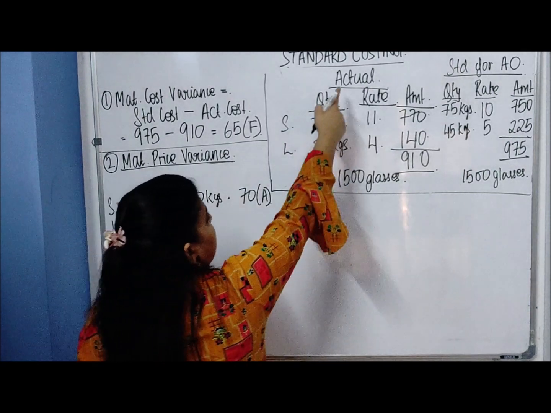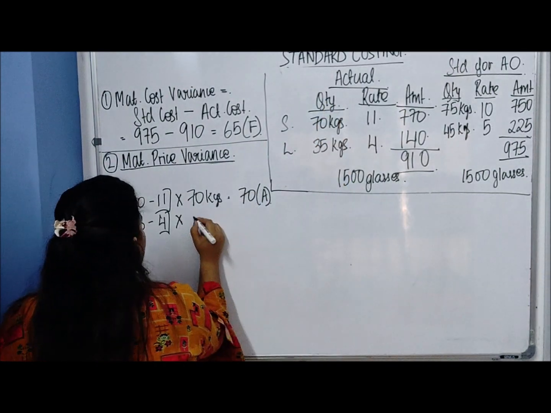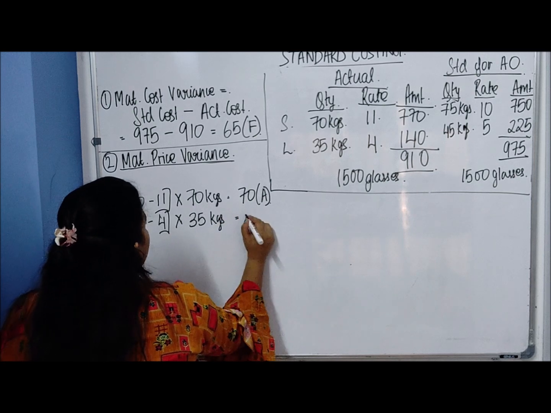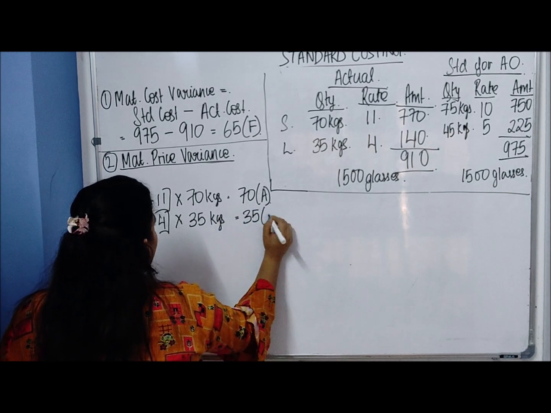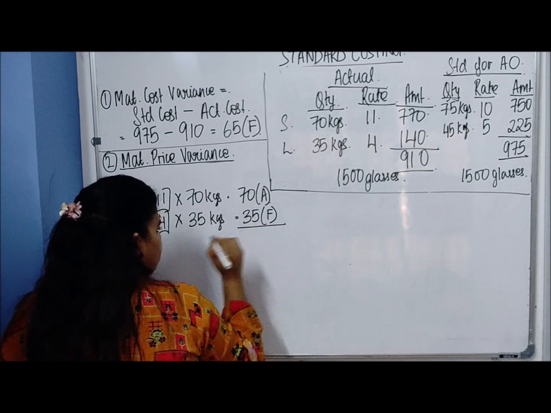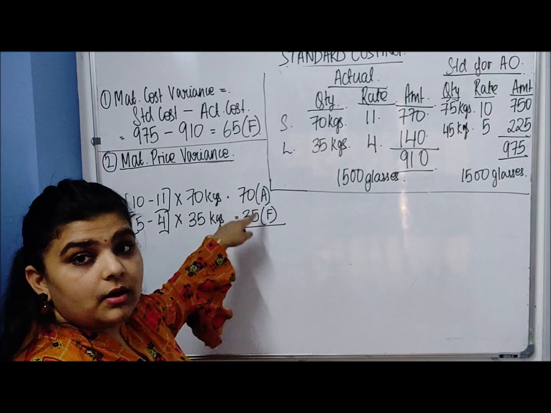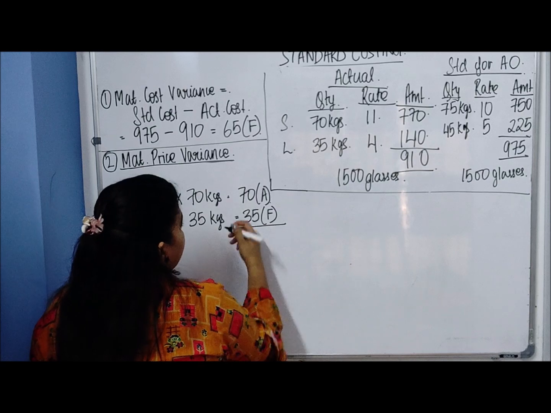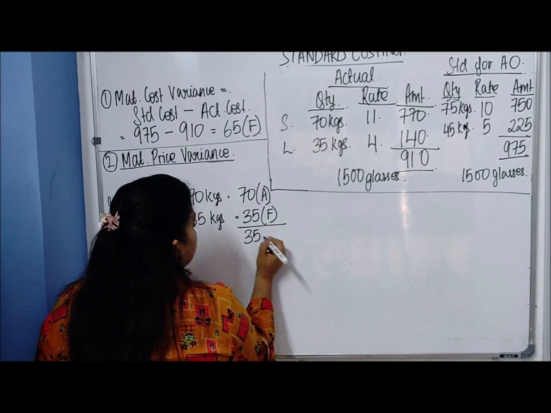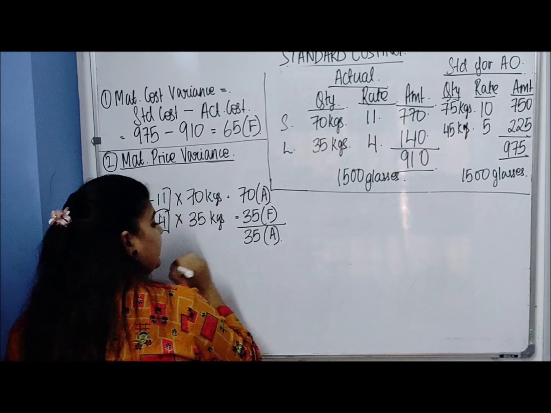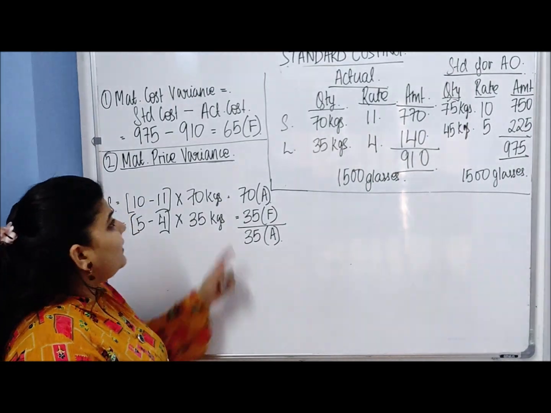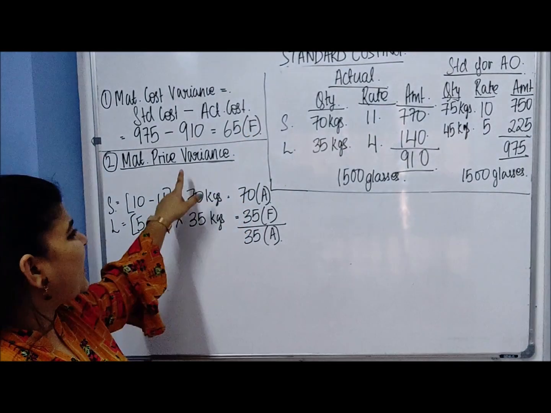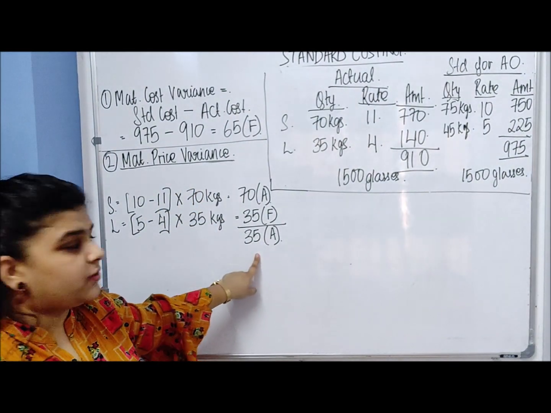How much did I purchase? I purchased 35 kgs. The actual purchase was 35 kgs. So I have actually saved 35 rupees. So what is my ultimate saving or ultimate extra payment? The ultimate extra payment is 35, which is adverse for me. So even if our total cost has gone favorable, in price we have paid 35 extra.